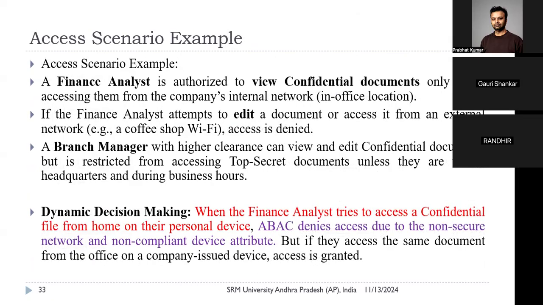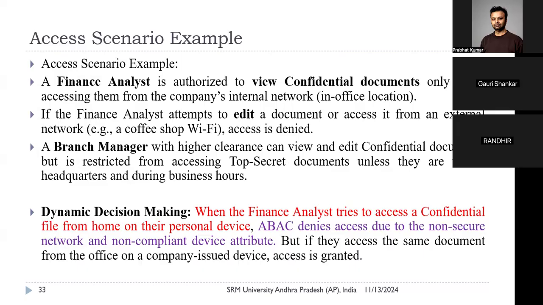So a finance analyst is authorized to view confidential documents only when accessing them from the company internal network. So within the location, if he is accessing, he can access it. If he is trying to access from an external network, he's sitting somewhere in a coffee shop and trying to access, that is not coming under the network, or some other Wi-Fi or some other place he is using, the access should be denied. That is what attribute-based access control says. So your role is there, but with the role some other attributes will also be added. That is attribute-based access control.